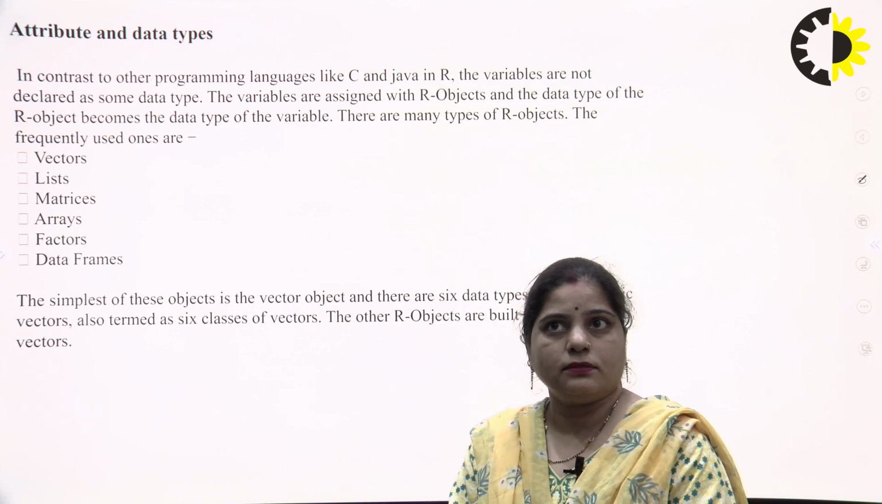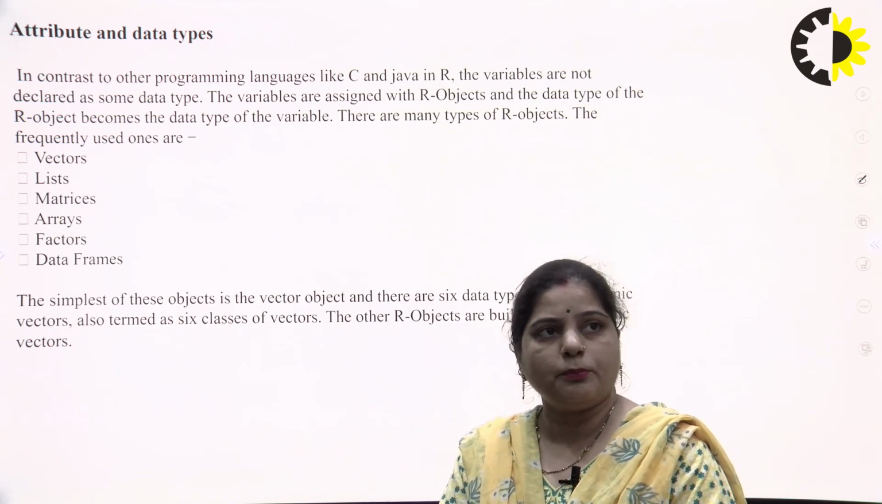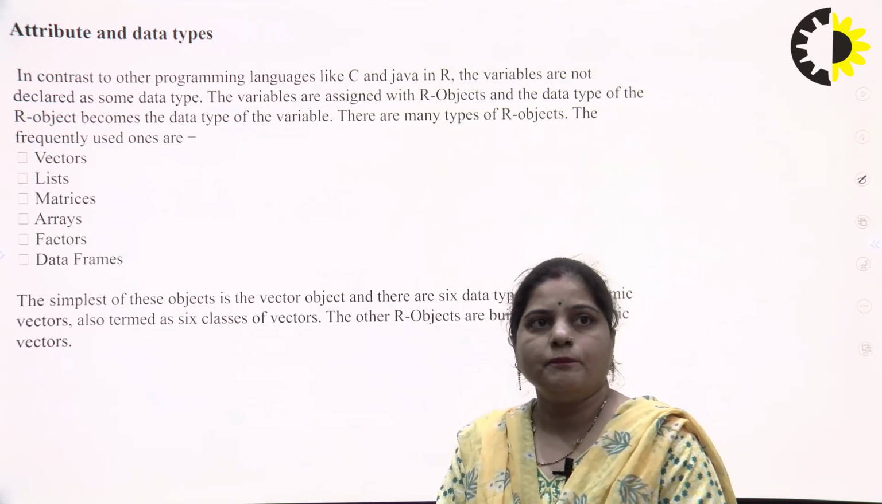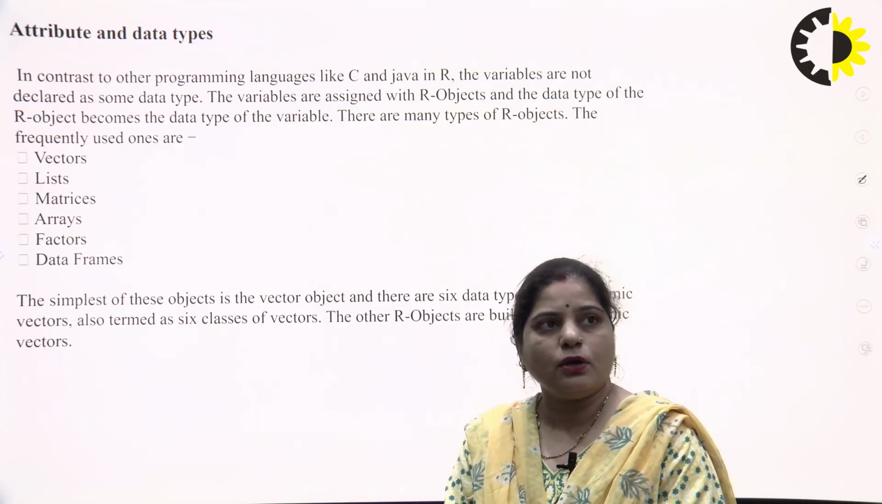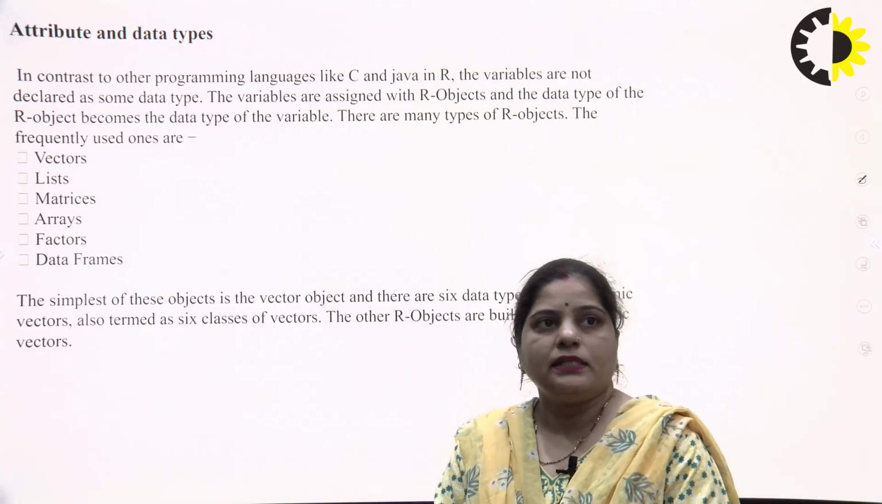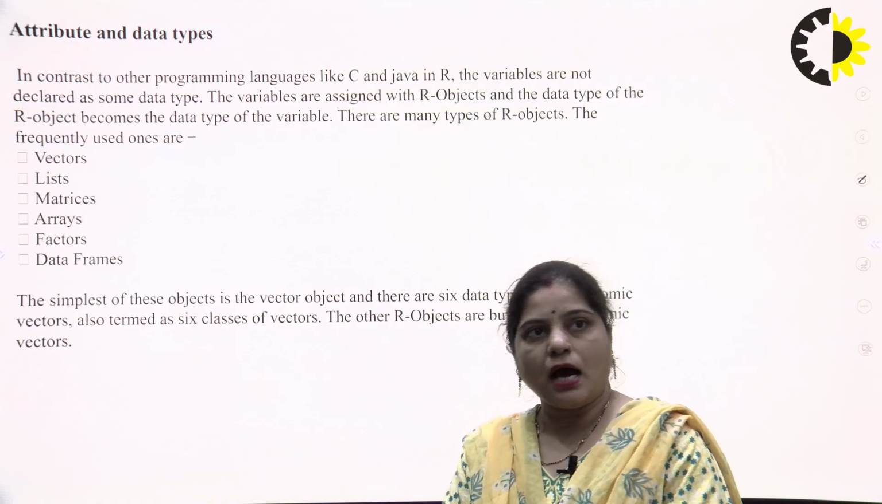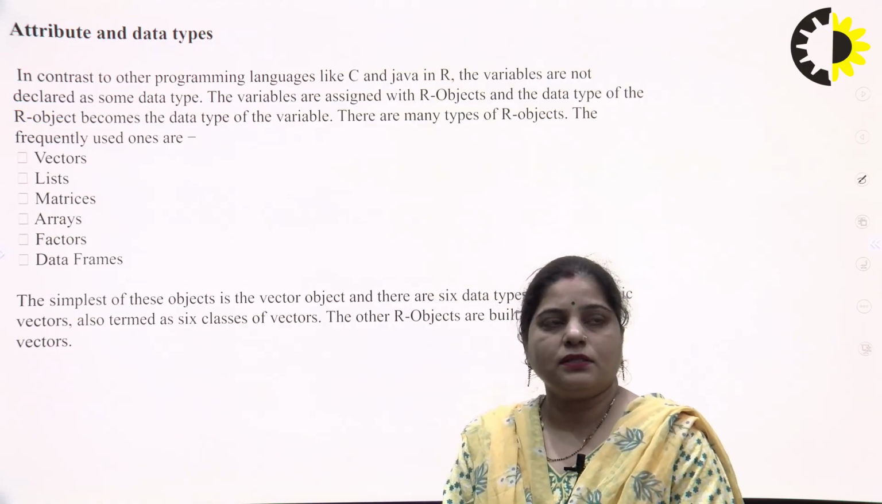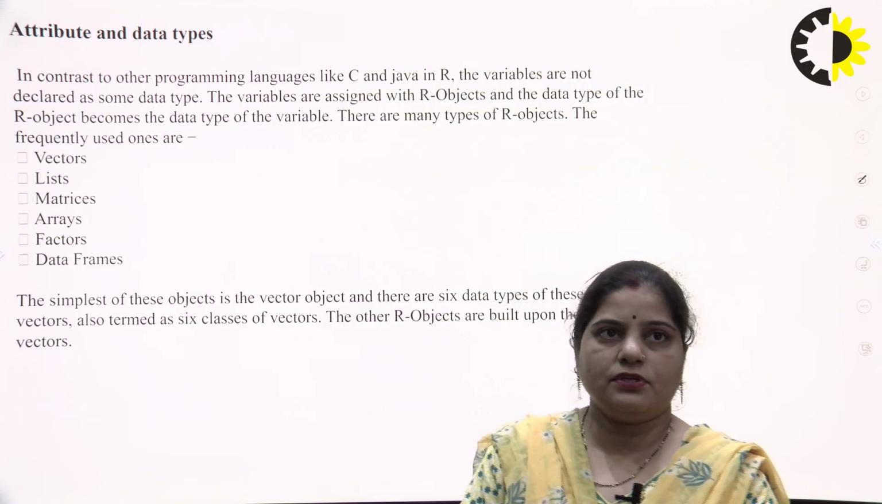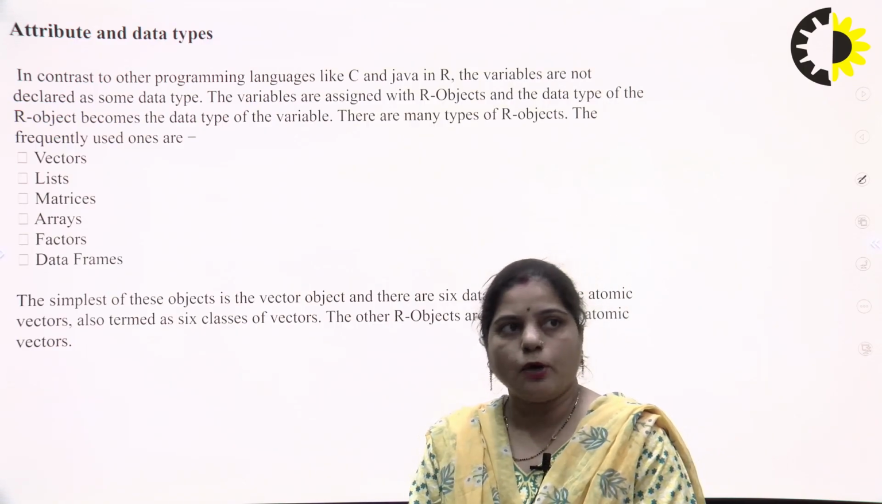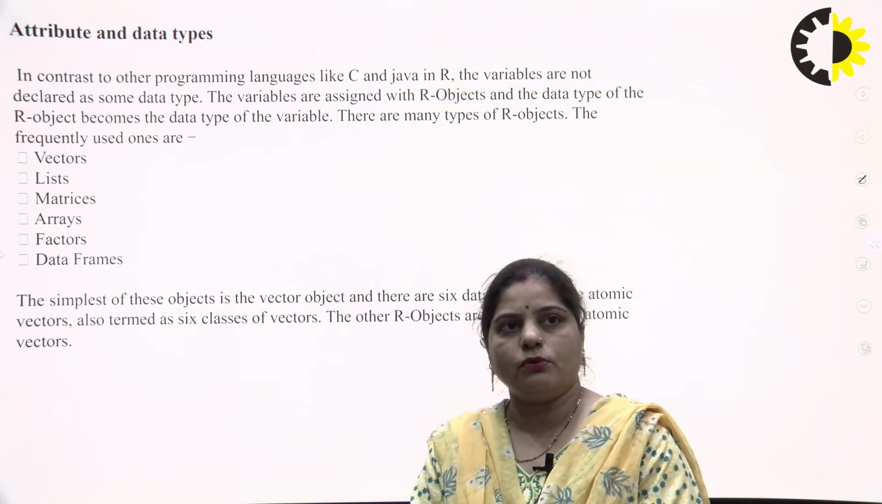Just opposite to programming languages like C and Java, in R the variables are not declared as some data types. These variables are assigned with some R objects. That's why the objects are very important in R language, and the data type of the R object becomes the data type of that particular variable.